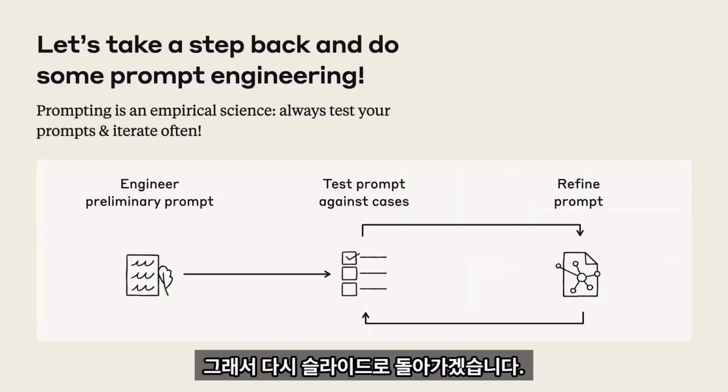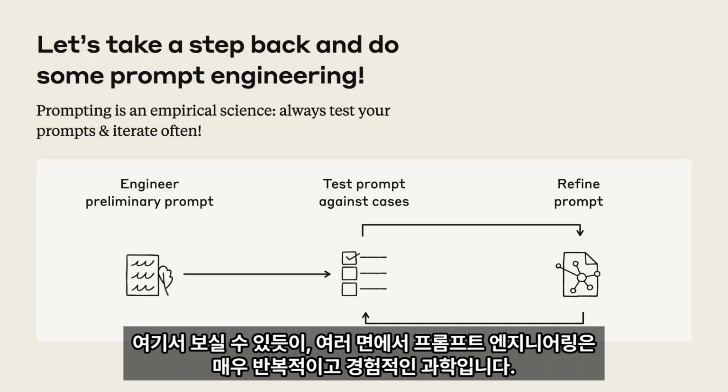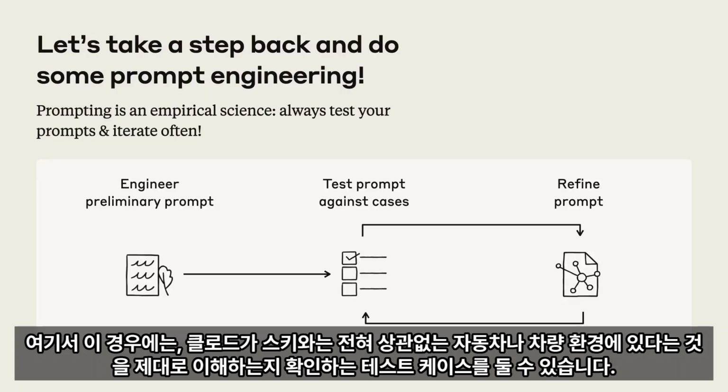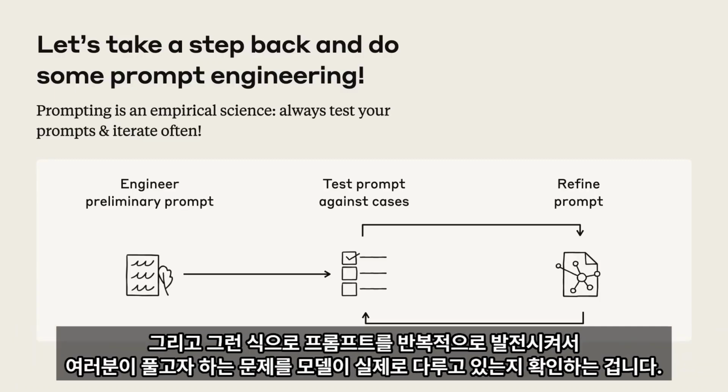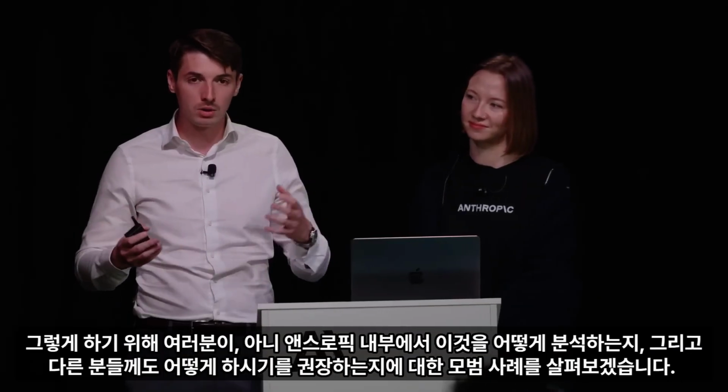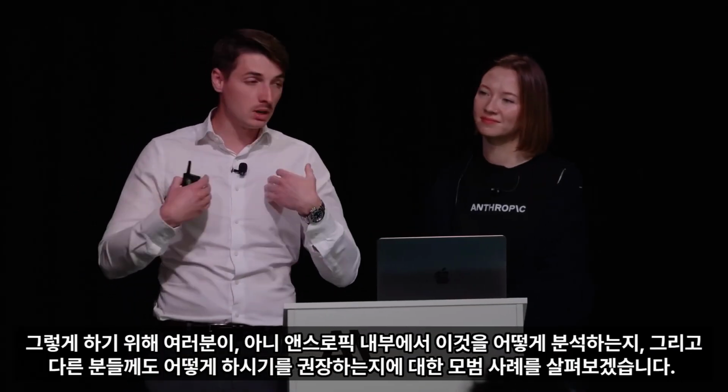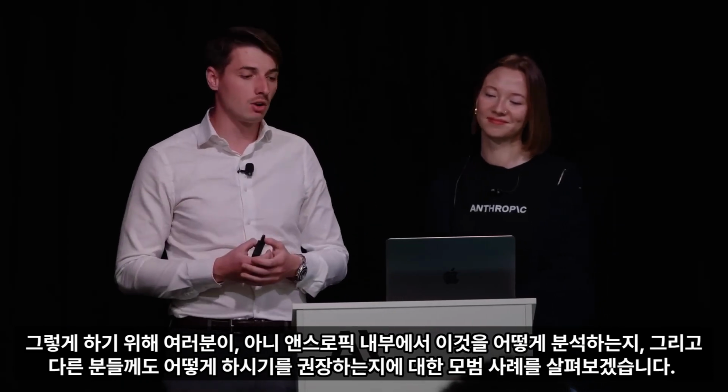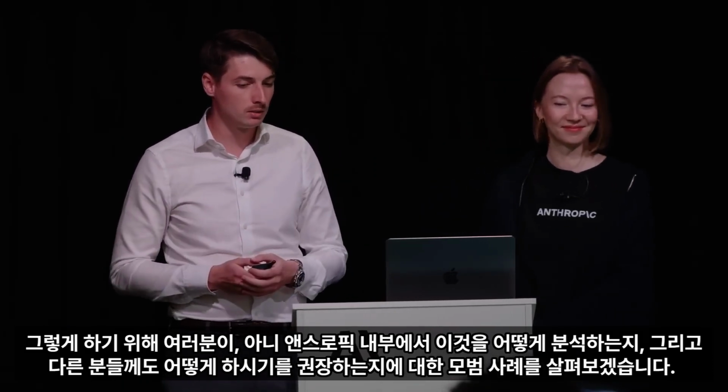So if we switch back to the slides, you can see here that in many ways, prompt engineering is a very iterative, empirical science. In this case, we could almost have a test case where Claude is supposed to make sure it understands it's in a car or vehicular environment, nothing to do with skiing, and in that way you iteratively build upon your prompt to make sure it's actually tackling the problem you're intending to solve. And to do so, we'll go through some best practices of how we at Anthropic break this down internally and how we recommend others to do so as well.